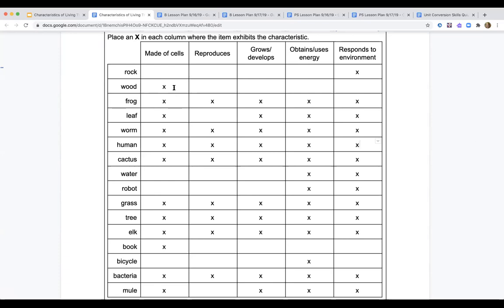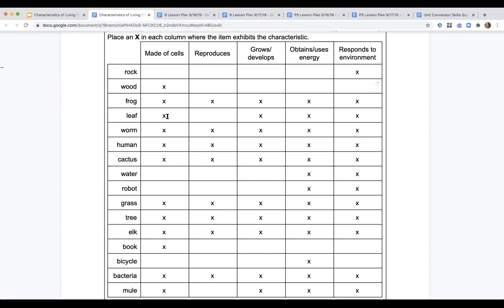Wood, in this case, I'm talking about wood that's already been cut down from the tree and made into a table or made into a chair. It is made of cells because it was once alive, but that wood can't reproduce, grow and develop, obtain and use energy. I guess it could respond to the environment in the same way that a rock does. It could get colder and warmer. It's possible you could put an X there. The frog is alive. Obviously, it has all 5 of those.